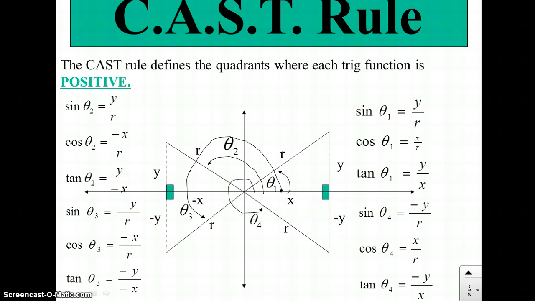All right. If we have a close look at all those ratios, we'll notice that every quadrant has 2 negative ratios except the first one. And our CAST rule can tell us where all these angles are positive, where the trig ratios are positive. So the next slide will tell us that.